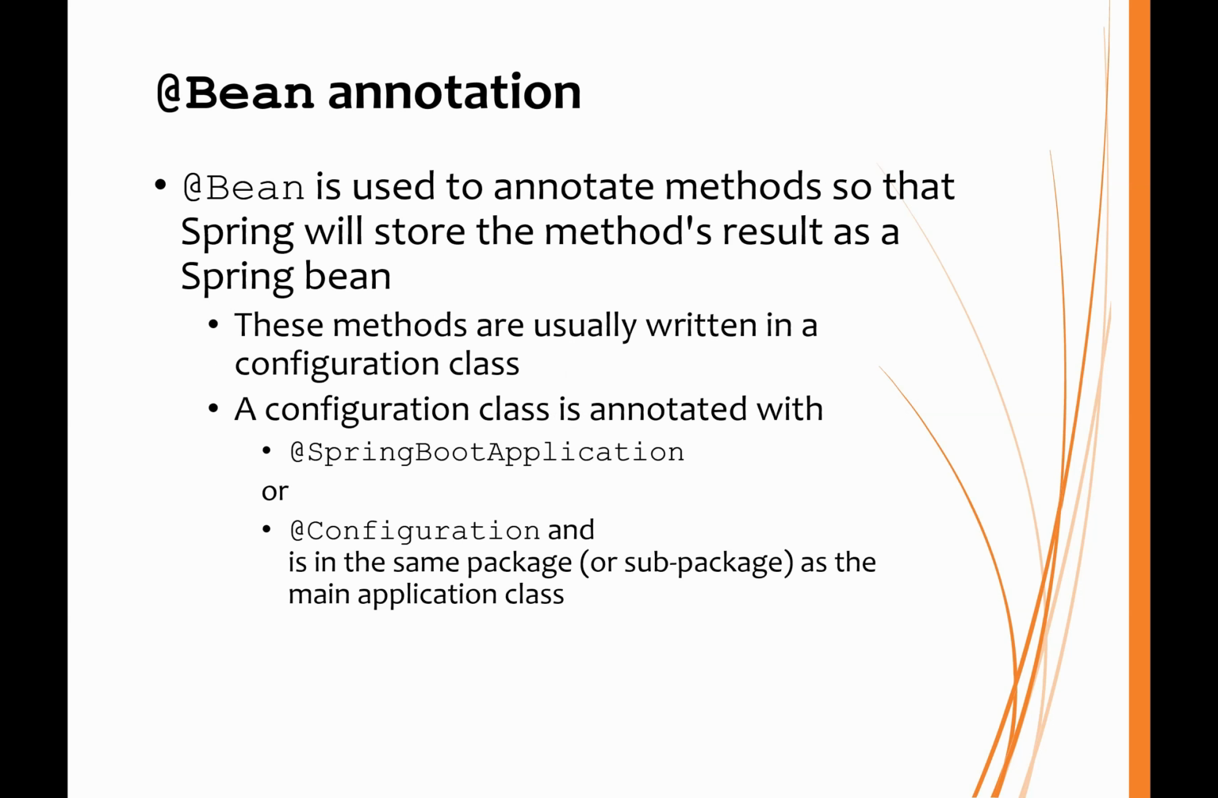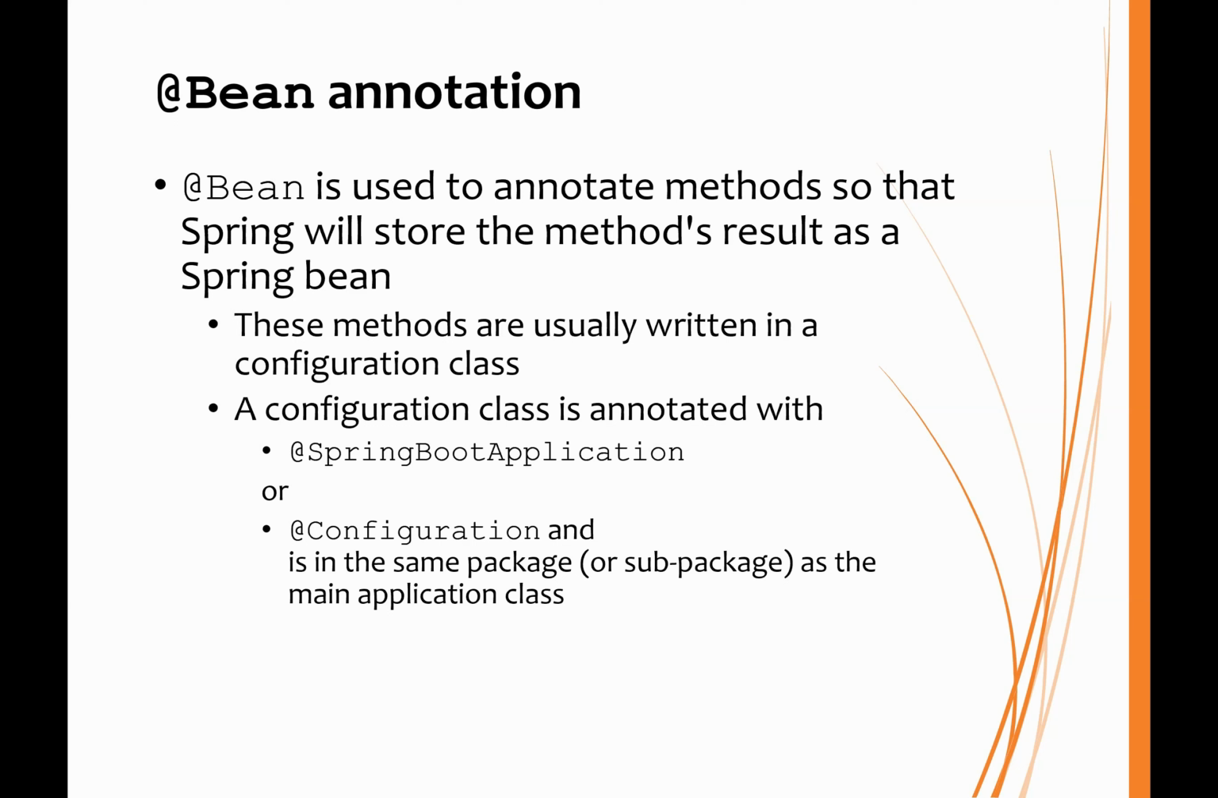Instead of having an entire class annotated as a component, we might just want to have one method that will generate an object that can then be managed by the IOC container. And that's the purpose of the @Bean annotation. So we would put this annotation in front of a method, and it will tell Spring that it should use this method to generate an object that it then stores and manages its lifetime.